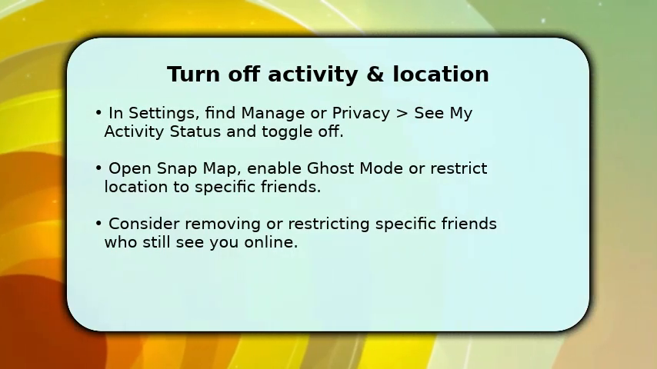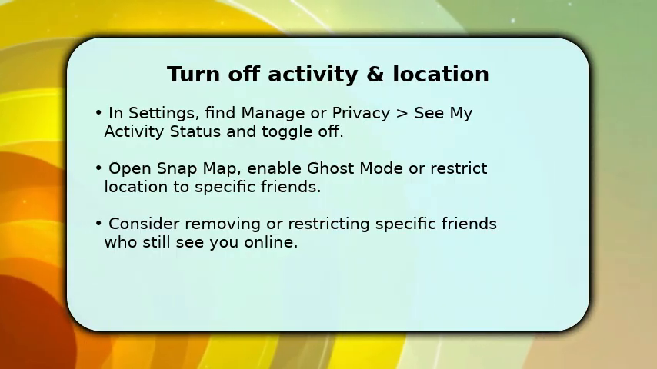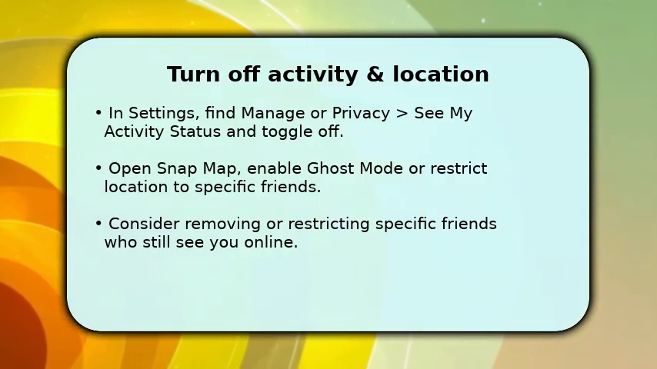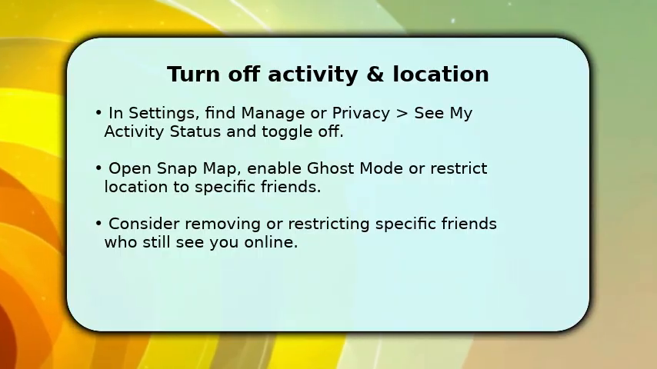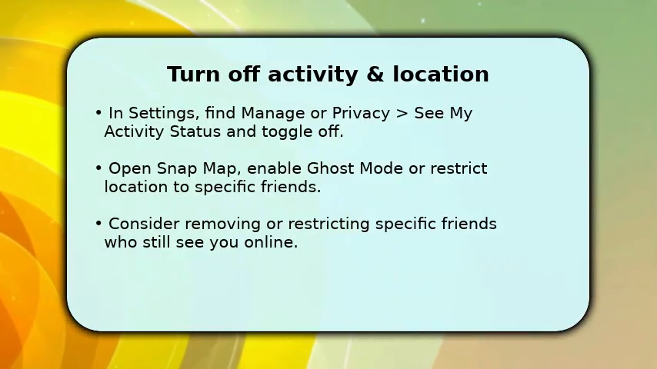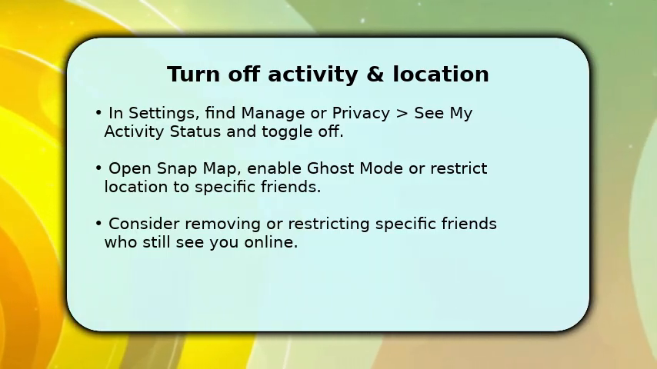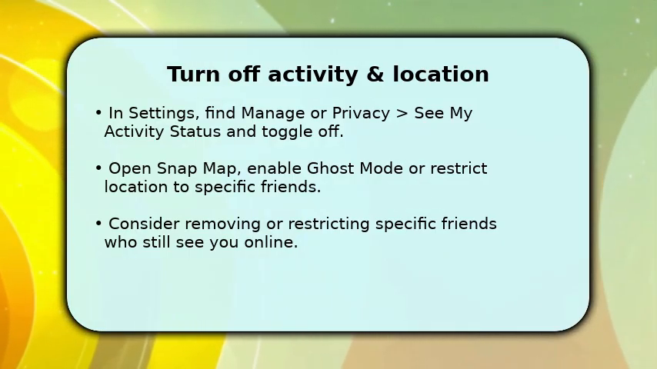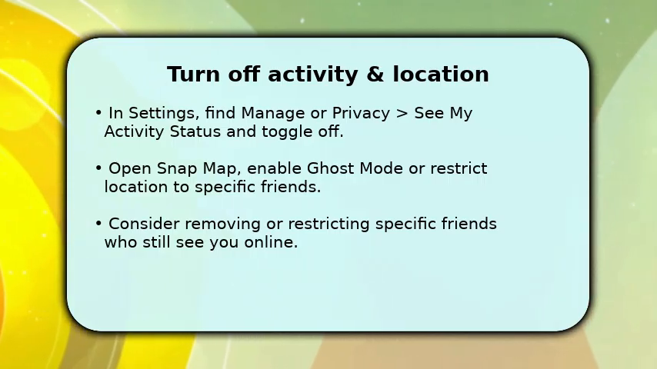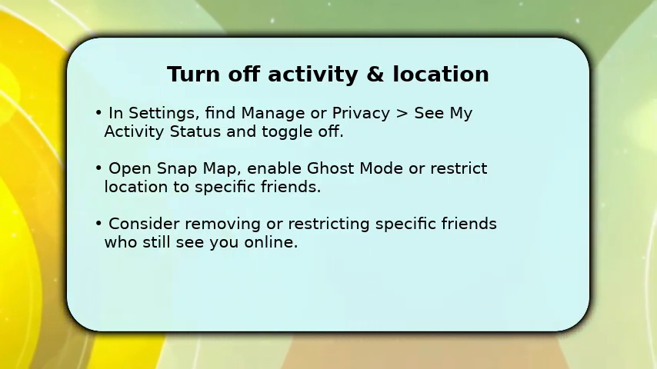Then open Snap Map and enable Ghost Mode or change location visibility to only these friends if you want selective sharing. If particular people still see you, remove or restrict them from your friends list. That prevents direct visibility. You do each step because activity and map location are separate systems.